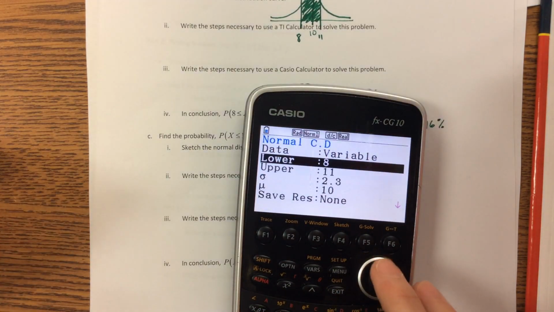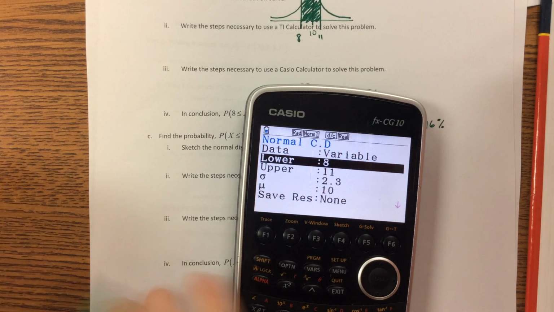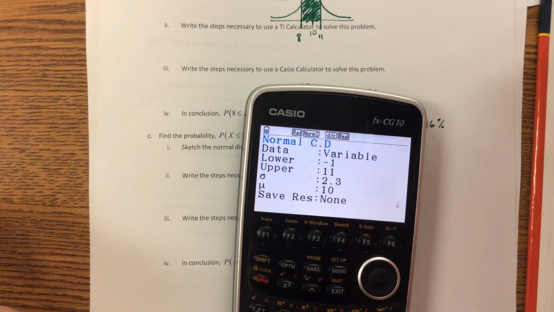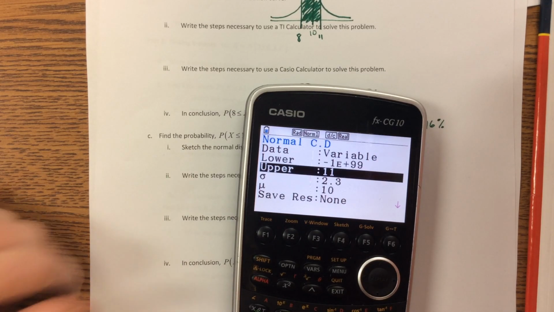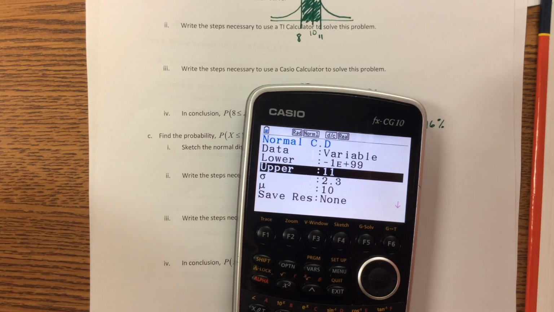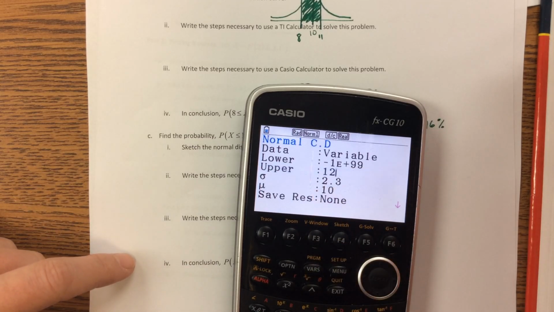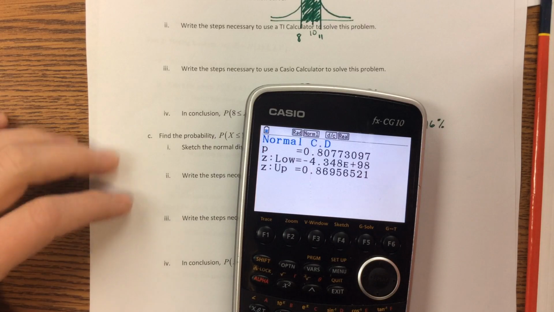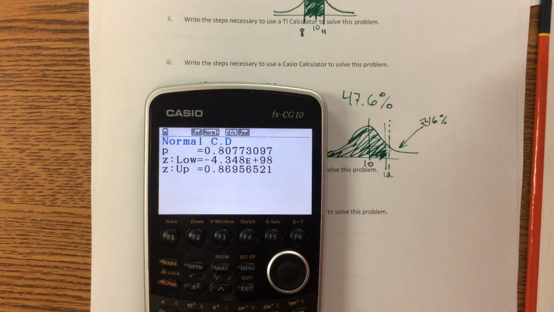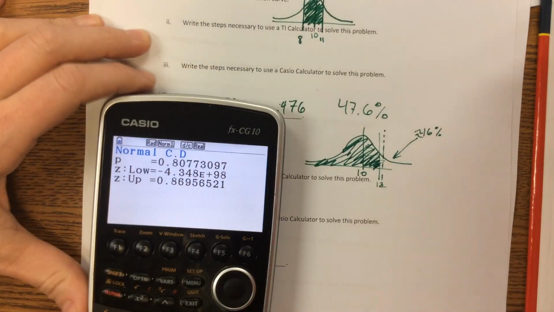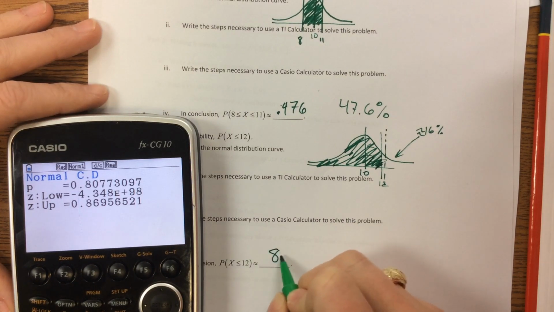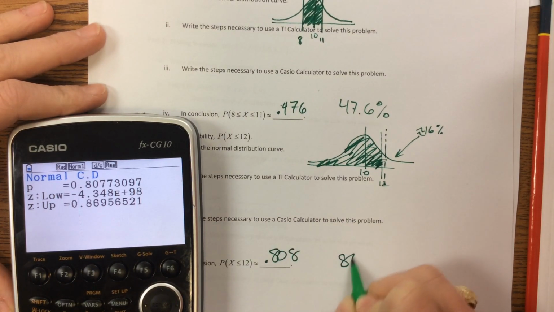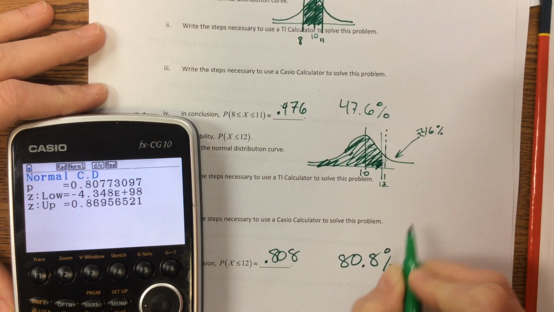On this, we're going to come back on our lower bound. We don't know if it stops at 0. So we're going to say -1 times 10 to the 99. That is as big a negative number as we want to deal with. The upper bound here is 12, and then everything else is still valid. So we end up getting, well, around 3 sig figs, 0.808, or 80.8%.